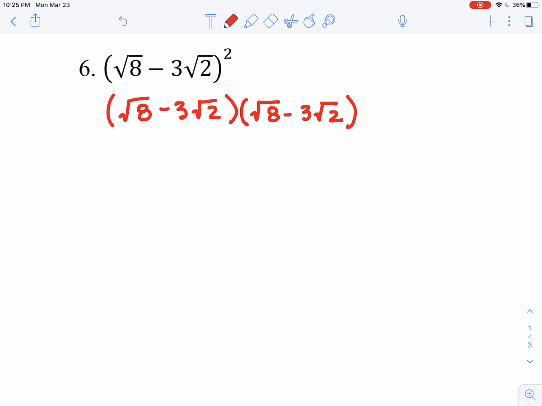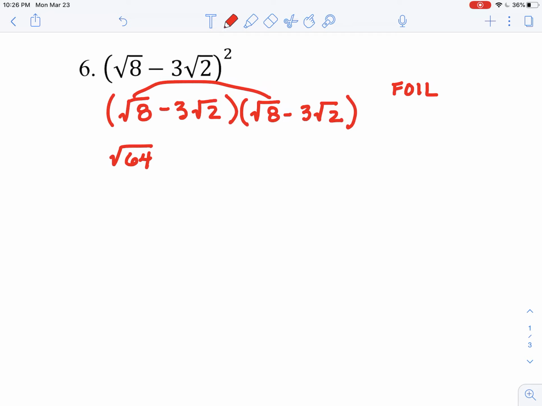Squaring means you multiply something by itself. So I multiply this parenthesis by itself. And then again, we're going to use the FOIL method to multiply out these two binomials. When I multiply the first two terms together, the square root of 8 times the square root of 8 makes the square root of 64.